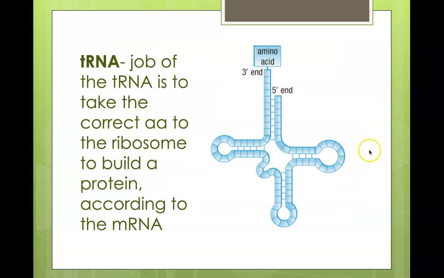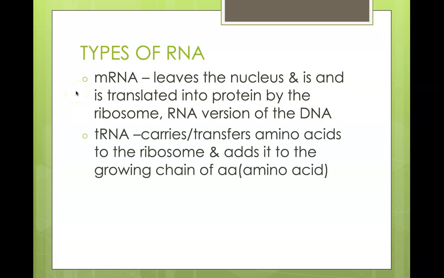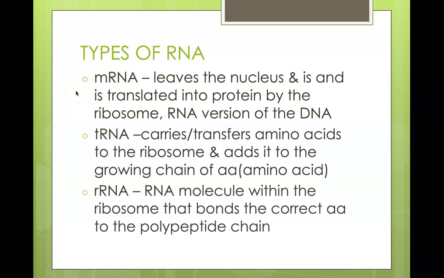Okay, so a new player here is tRNA. You can see its characteristic cloverleaf shape, and its job is to go into the cytoplasm, fetch amino acids, and bring them to the ribosome to link together into a polypeptide. So there's different types of RNA. There's mRNA, tRNA, and rRNA.